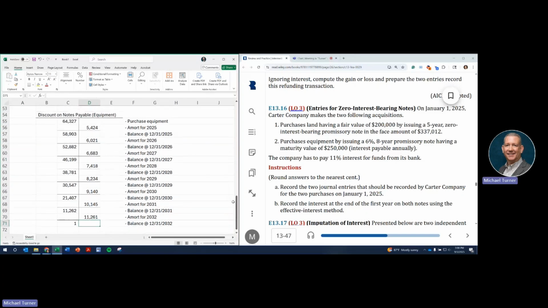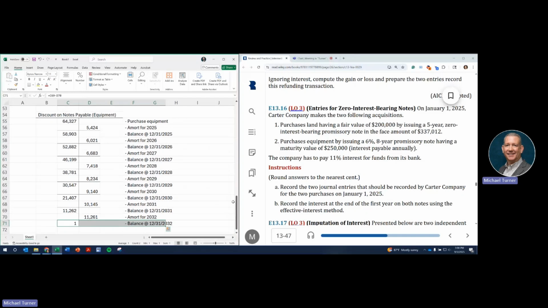You can see it started at $64,327, and we calculated that earlier in the problem. And then we're going to amortize that over the course of the loan. We know that at the end of the loan, it's going to be zero. We're left with $1 down here at the very bottom, and that's due to rounding. But the essence of the problem shows us exactly what's going on inside of this account. So we're amortizing it down every year, slowly towards zero, based on the effective interest rate.